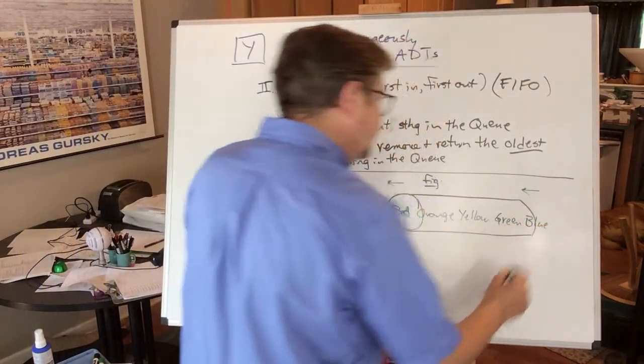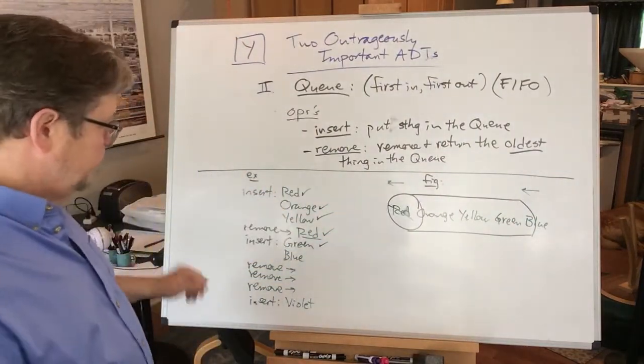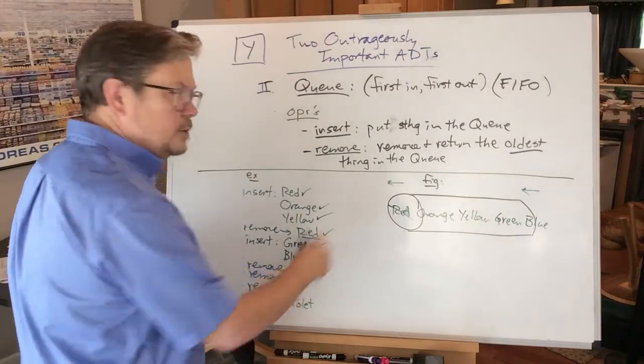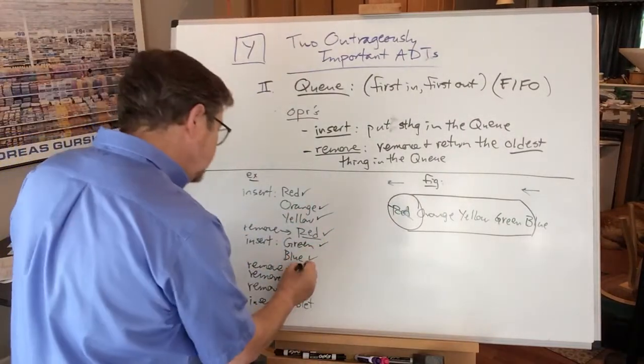You know, it looks like they're hanging out the back of the queue there. I just didn't make it long enough to hold everything that I'm putting in there at one time. It's not drawn to scale. Remove. Remove gets the next thing waiting in the queue. That's orange.